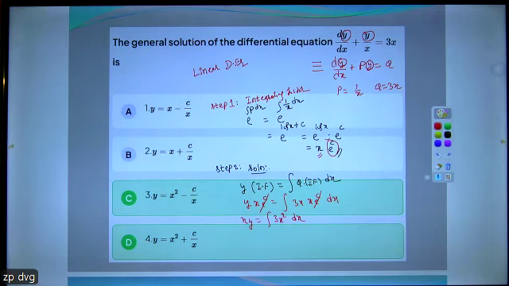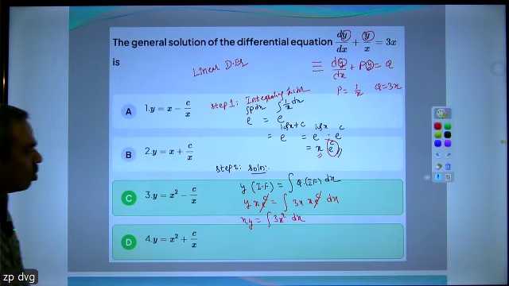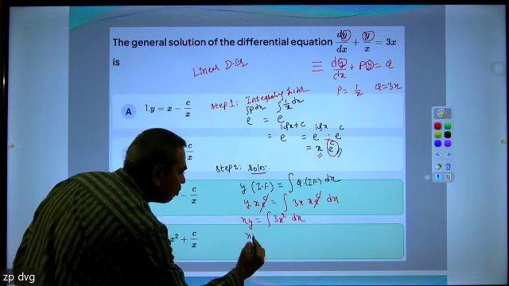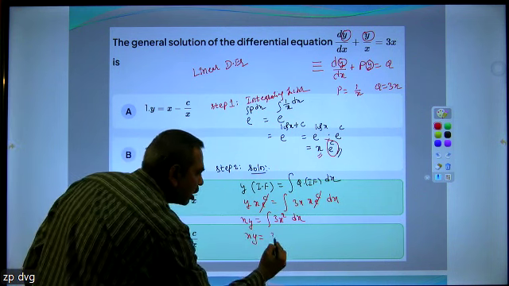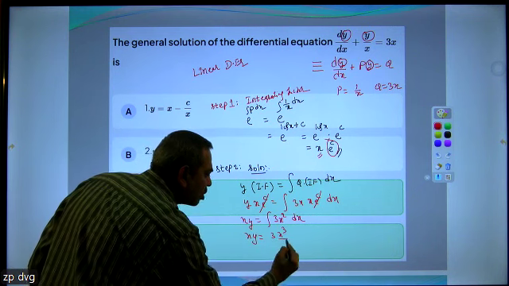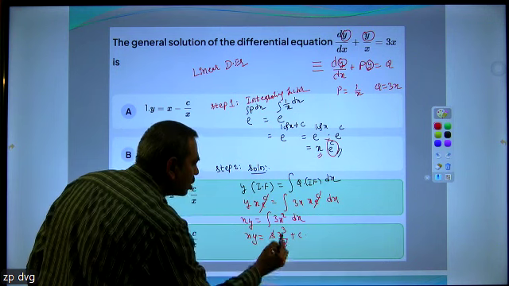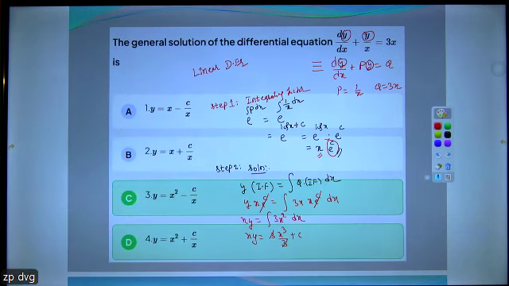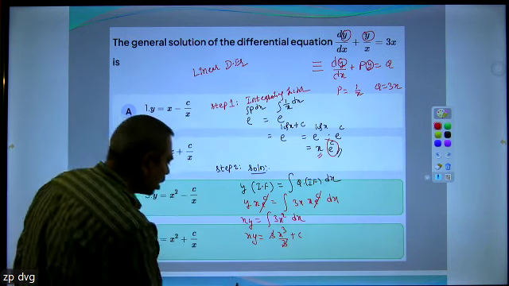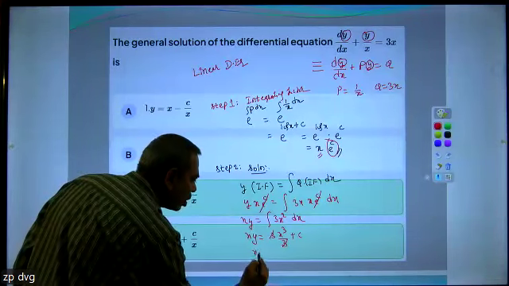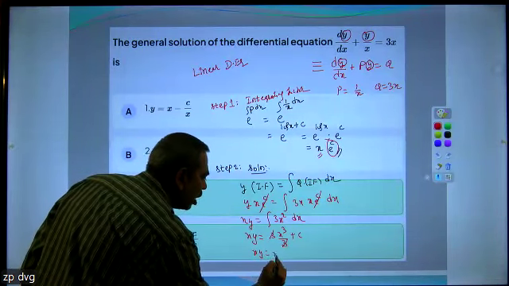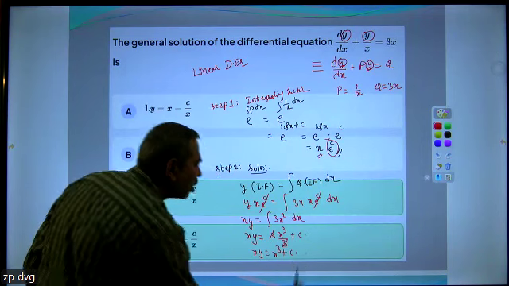What we get here? We get x into y equal to 3 times integration of x square, which becomes x cube by 3 plus some constant. So this 3 and this 3 get cancelled. So we get x into y is nothing but x cube plus c. That's all, that becomes the answer.